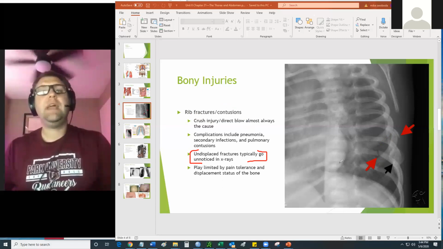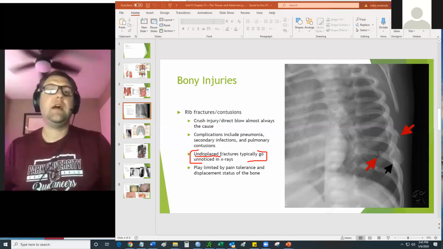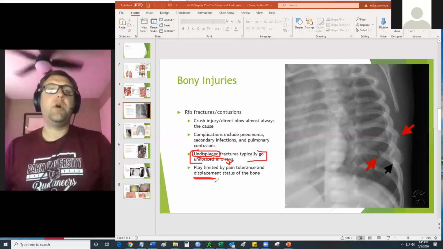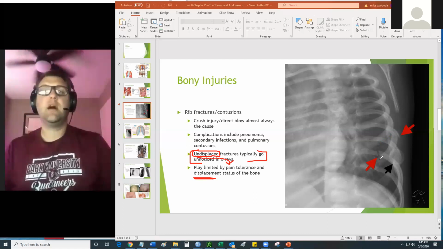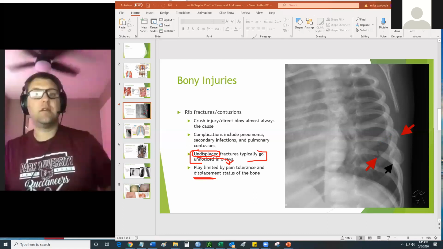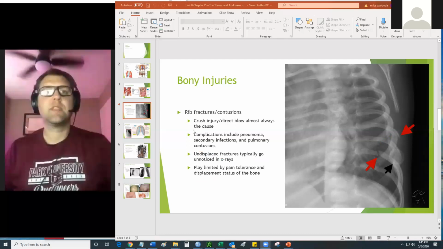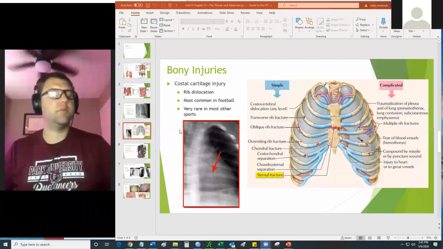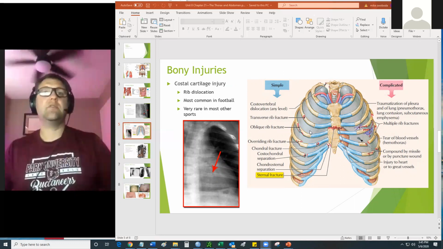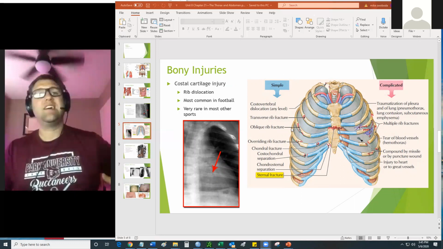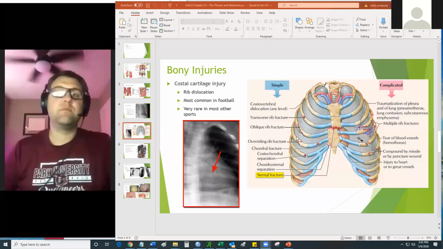So if you have an undisplaced rib fracture, you can keep playing up to your pain tolerance. If the bone pokes out, so if it displaces, you do run the risk of, say, puncturing a lung, having a collapsed lung, which would be a pneumothorax. But if it's not displaced, you can play to your pain tolerance. And like I said, if you fracture a rib and it goes inward, that can cause you to puncture your lung or tear some other muscles.